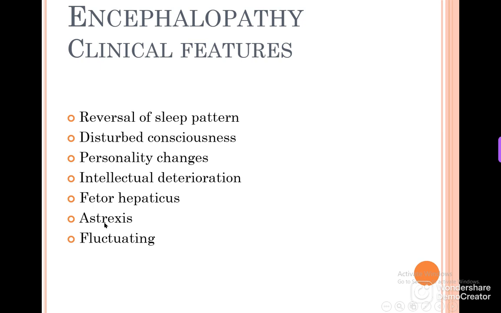Asterixis is the flapping tremor which develops. Again, it occurs because of the suppression of the basal ganglia, basically. And the fluctuating consciousness: the person becomes normal for 1 hour, 2 hours, and then again shows abnormal behavior. These are the important presentations in your ward, and at home also, in the OPD. You will see these types of cases. Underlying is the chronic liver disease, or I will say the cirrhosis of the liver.